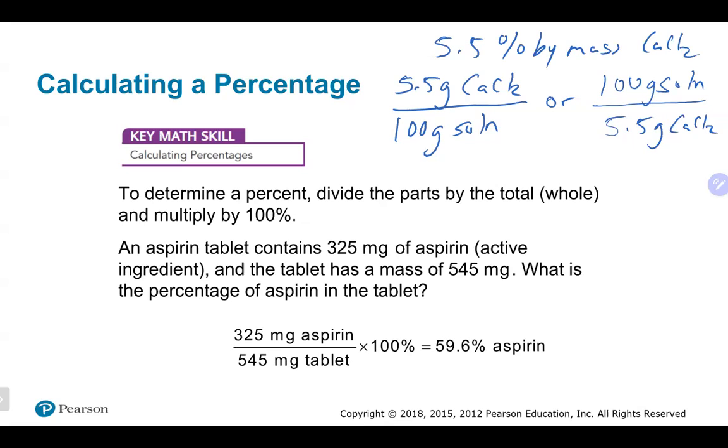So it's much easier to assume that you have 100 when you want to convert a percentage into a usable number. You could assume however much you want, but you have to change all the numbers. So that's not very helpful to do. And that's obviously how they get 59.6% here by dividing these two, times 100, which gives you the percentage, in this case, of how much aspirin there is in a tablet of aspirin.